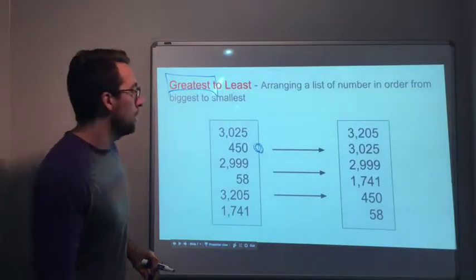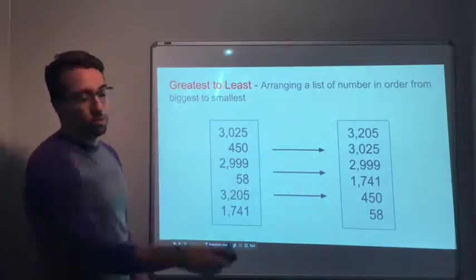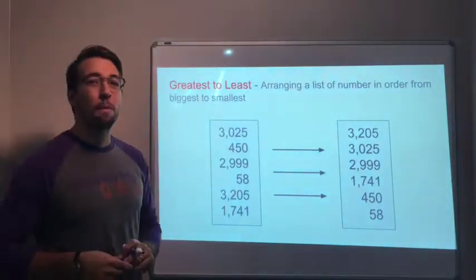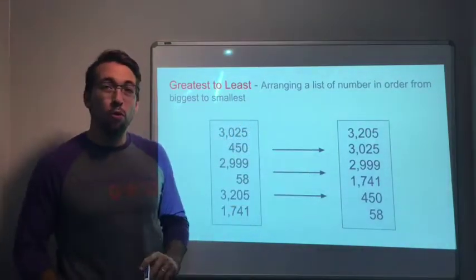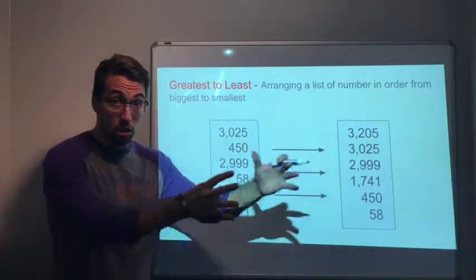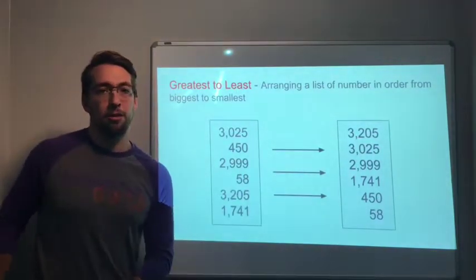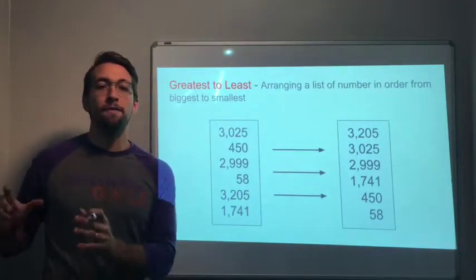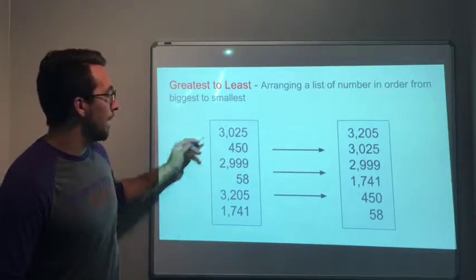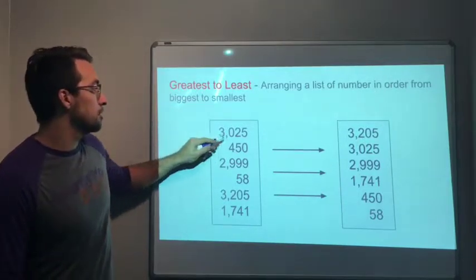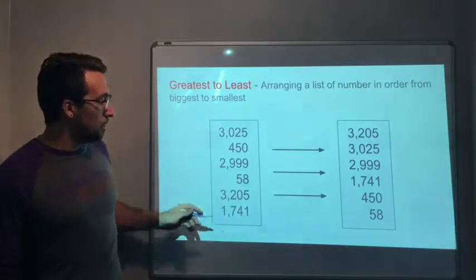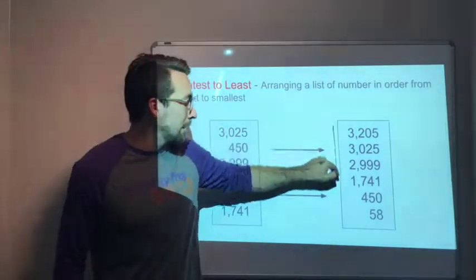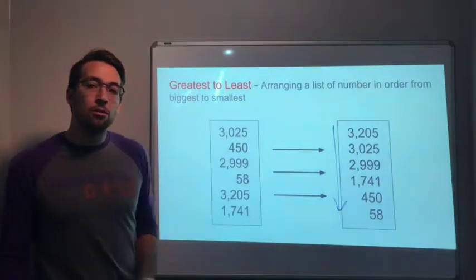All right. Next term, greatest to least. So when we're comparing numbers, greatest to least is arranging a list of numbers in order from biggest, greatest, largest, to smallest, or least, or the fewest amount. So we have these numbers: 3,000, 25, 450, 2,999, etc. Greatest to least. Notice each number gets smaller as you go down.